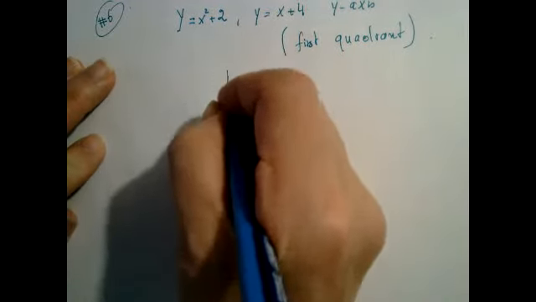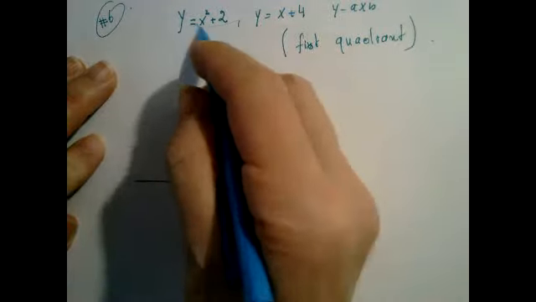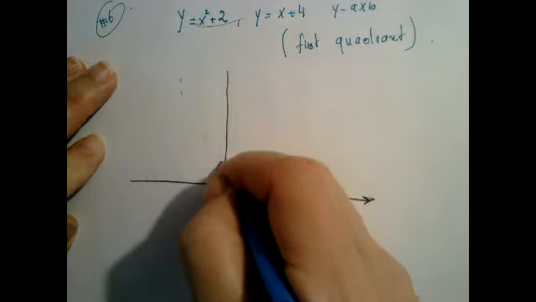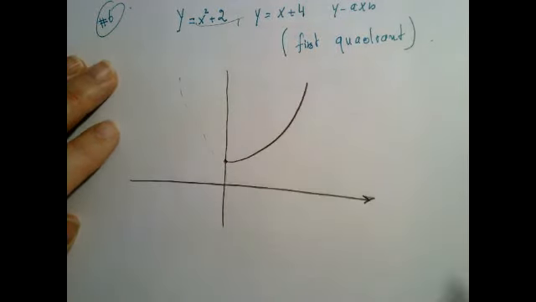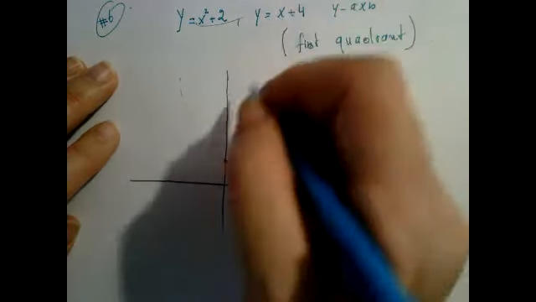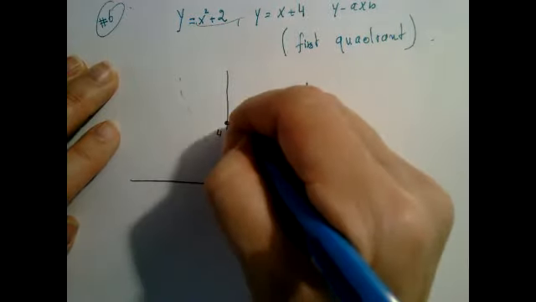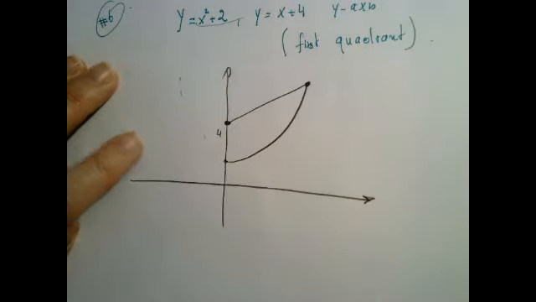So first, the region. y equal x squared plus 2, that's a parabola. Since I'm only interested in the first quadrant, that's the parabola like this, and it will give me this piece. y equal x plus 4, that's a straight line, 4 is the intercept. So that's really the piece that I am interested in, okay?